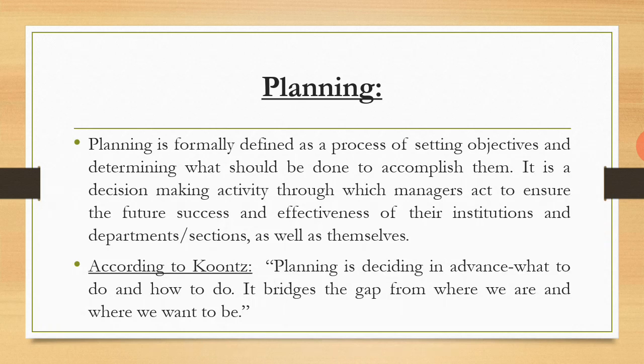For example, we have to conduct an event. So, in advance, we will decide how we are going to do that, where we will conduct that event, where, when. So, time and place of the event. So, everything will be decided in advance. So, this is planning. According to Kuhn, planning is deciding in advance what to do and how to do. It bridges the gap from where we are and where we want to be. It bridges the gap.